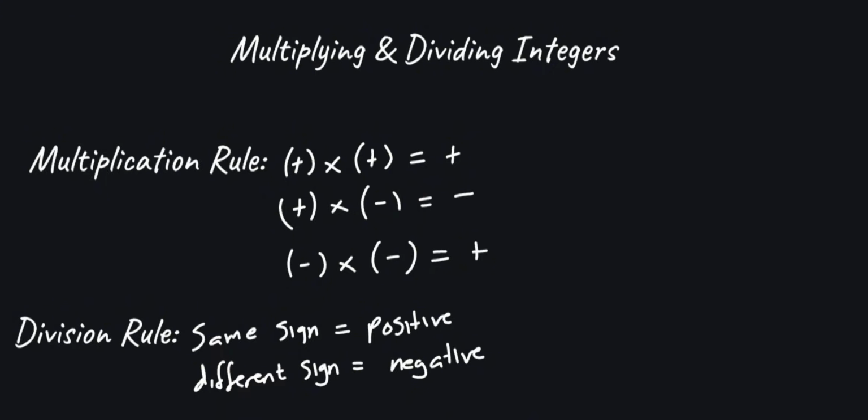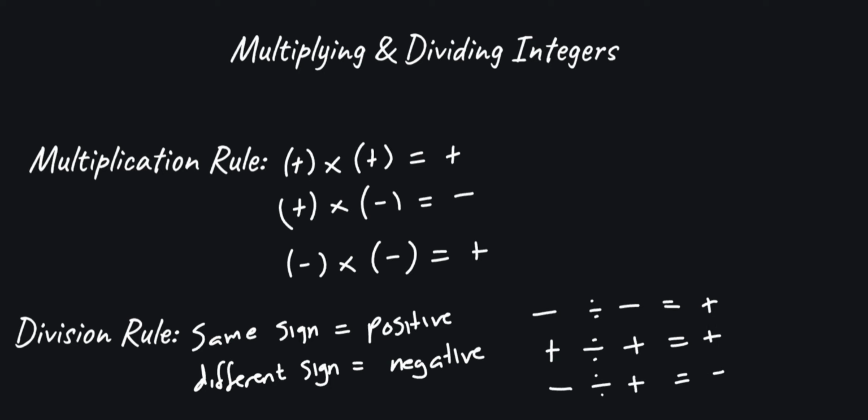So if you divide a negative by a negative, the signs are the same, so this will give us a positive. And if you divide a negative by a positive, the signs are different, so this would be a negative. Let me just write that down. Negative divided by a negative and a positive divided by a positive. These signs are the same, so we get positive. Negative divided by positive would give us negative.